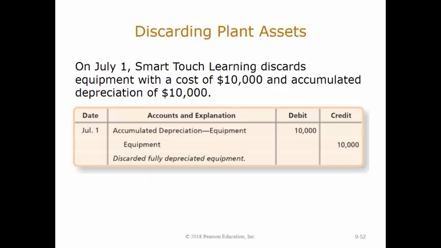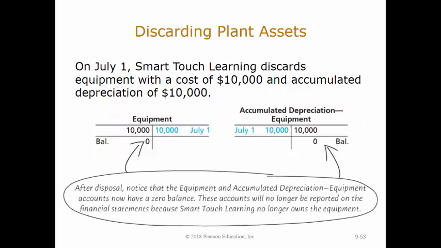Discarding plant assets involves disposing of the asset for no cash. Smart Touch Learning discards equipment that costs $10,000. The accumulated depreciation on the asset is $10,000. In other words, the asset is fully depreciated. There is no cash involved in this transaction. To dispose of the equipment, Smart Touch Learning will need to credit the asset account equipment and debit accumulated depreciation equipment. On July 1st, Smart Touch Learning discards equipment with a cost of $10,000 and accumulated depreciation of $10,000. After disposal, the equipment and accumulated depreciation equipment accounts have a zero balance.